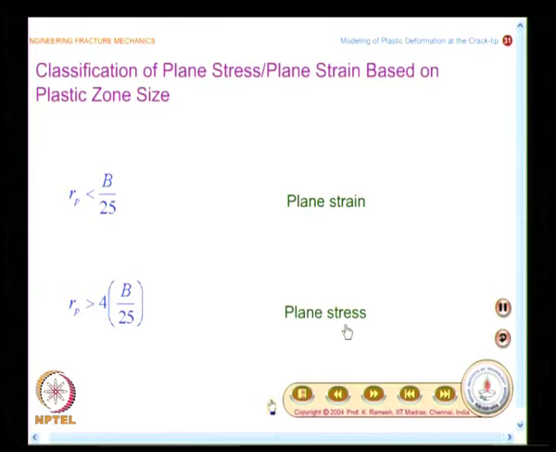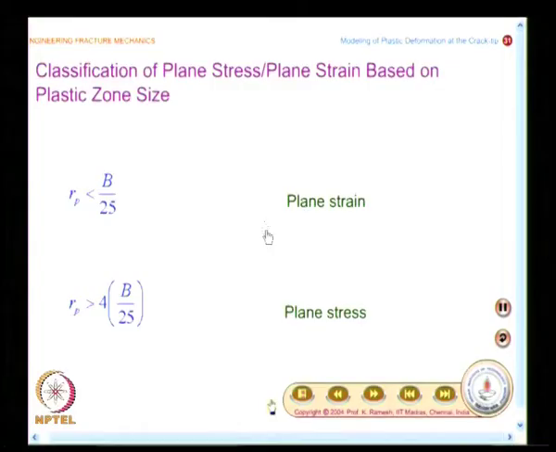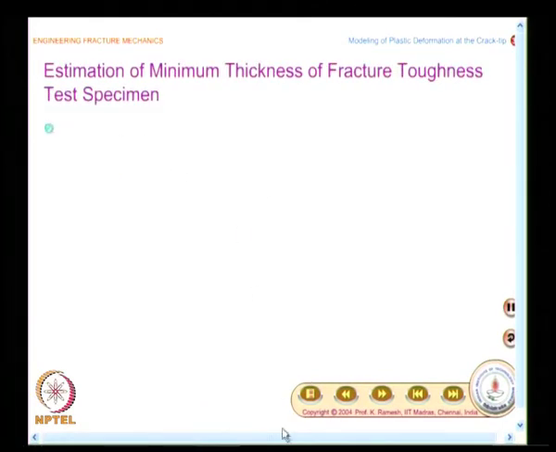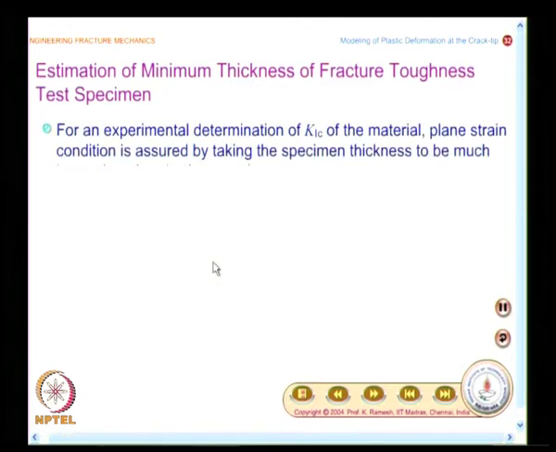These are different ways of looking at how to model it as plane stress as well as plane strain, because in fracture mechanics we tend to have looser definitions of plane stress and plane strain. The problem is very complex, and what is important is from the understanding of plastic zone size, it is also possible for us to estimate a minimum thickness of fracture toughness test specimen. So, that is a very important aspect which is the outcome of modeling of plastic deformation at the crack tip.